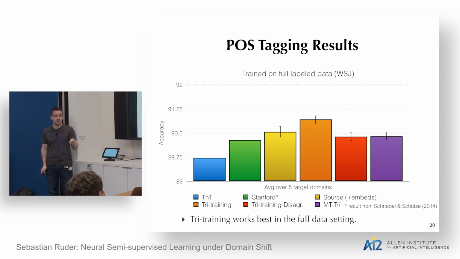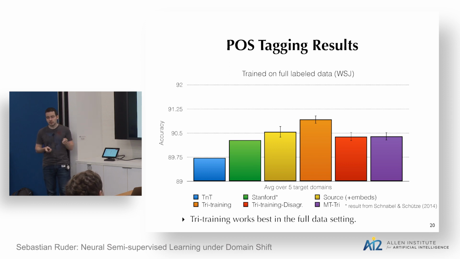And then finally, on the full data setting, where we use all labeled examples for part of speech tagging, comparing that to some existing taggers and averaging the results over all 5 target domains. Again, tri-training really does quite well. Tri-training with disagreement is less useful in this full data setting. And then finally, our method is only competitive with the tri-training with disagreement method.